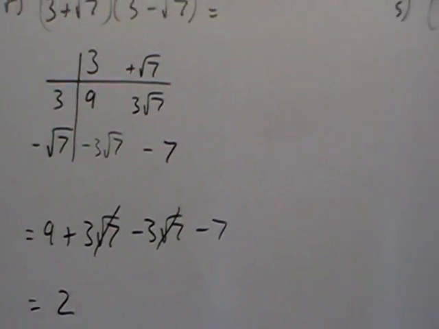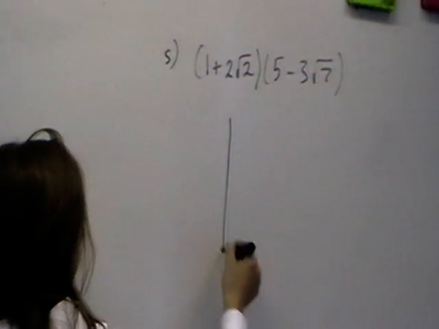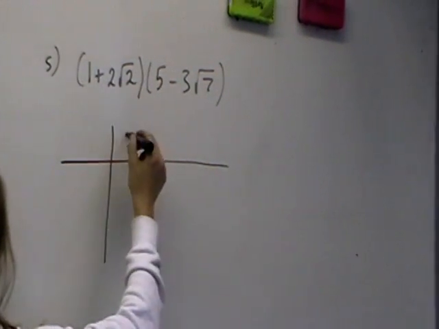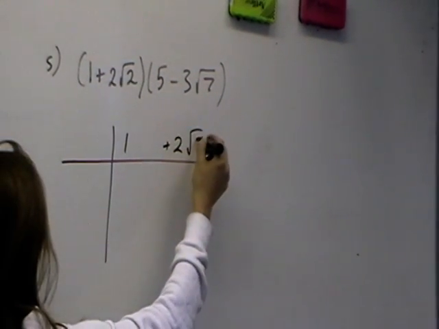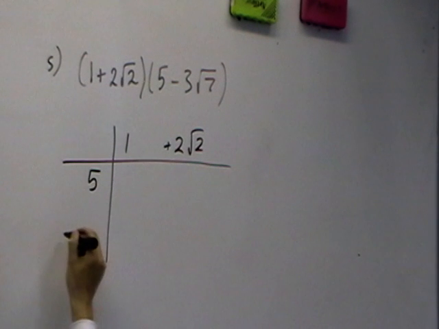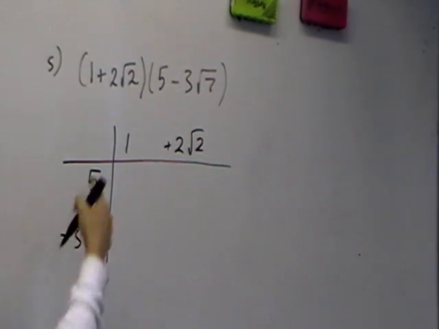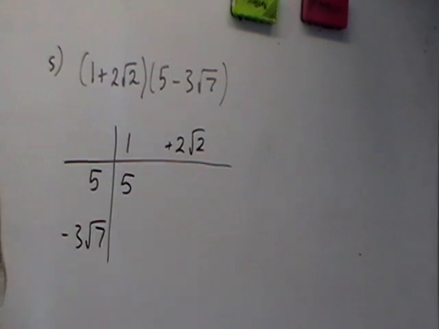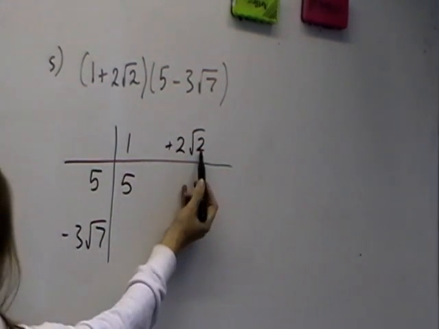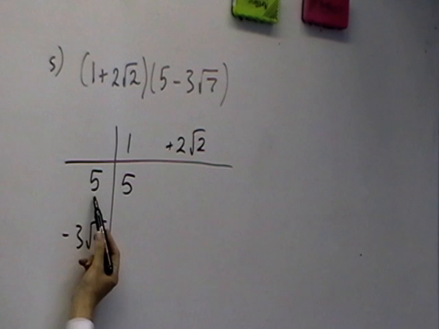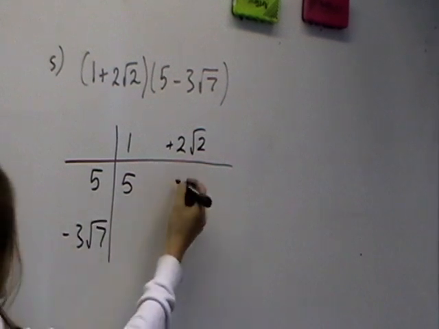And then the last one, a little bit more complicated, starts in the same way. 1 plus 2 root 2, and then 5 minus 3 root 7. 1 times 5 is 5. Now we've got 2 lots of root 2 multiplied by 5, which means we've got 10 lots of root 2.